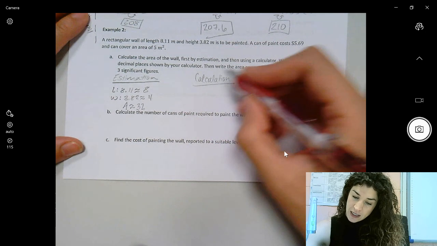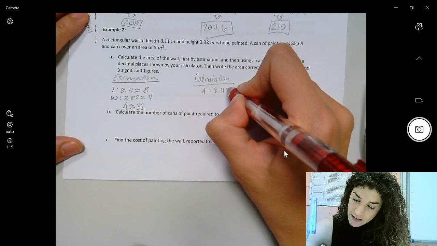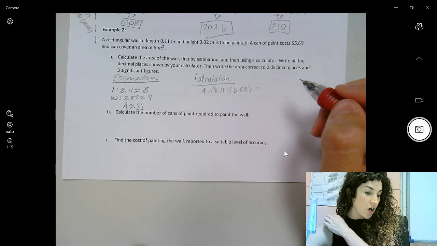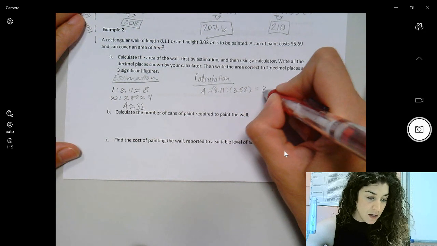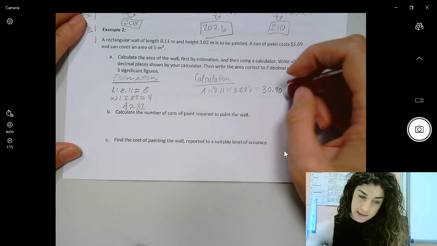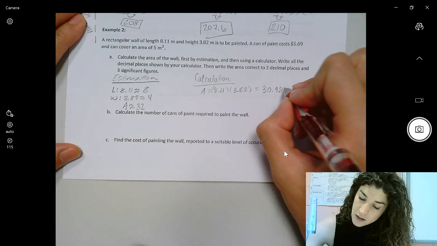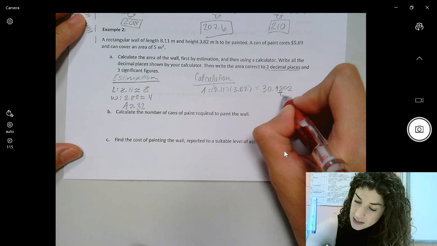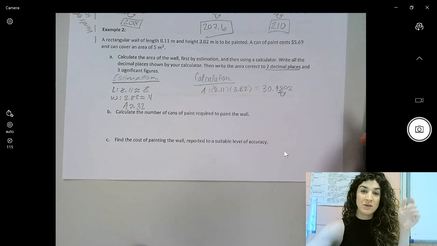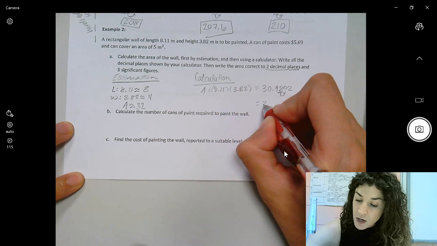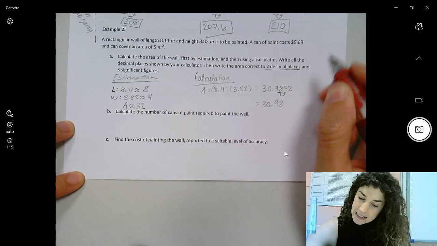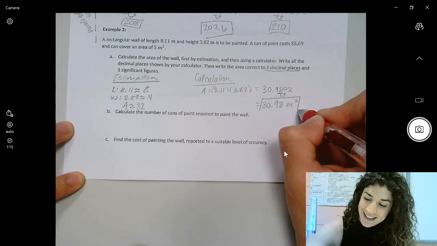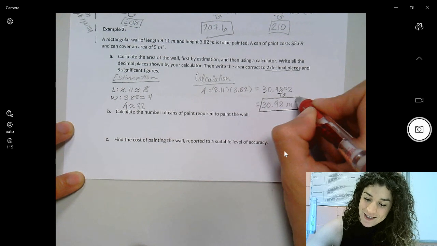Then our actual calculation, we are going to take 8.11 times 3.82, and we're going to use our calculator to solve for this, and we get 30.9802. It tells us to round to 2 decimal places. So we go to the second decimal place, look at the number afterwards. 0 is telling us to round down, which really means just to stay the same. So we've got 30.98. And we were talking about meters. This is area. It's 2-dimensional. So that means it's going to be squared.